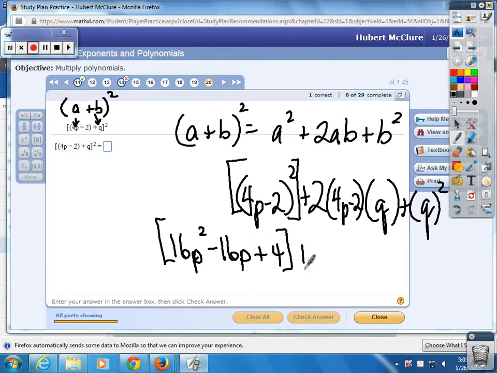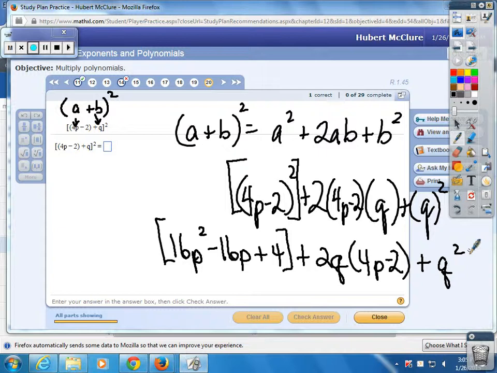Plus 2q times 4p minus 2 plus q squared. And I don't foresee any of this doing anything, but you could distribute that and get 8qp, 2q. I don't see any 2q's over here, so it's not going to. And then 2q times negative 2 is negative 4q. I don't see any other q's, so that's pretty much it.